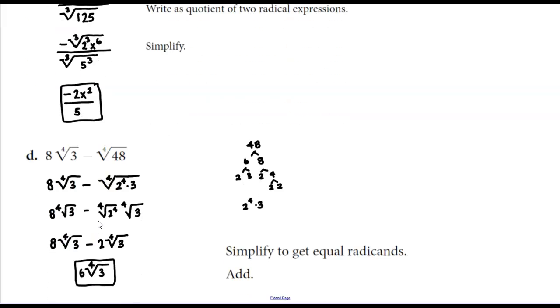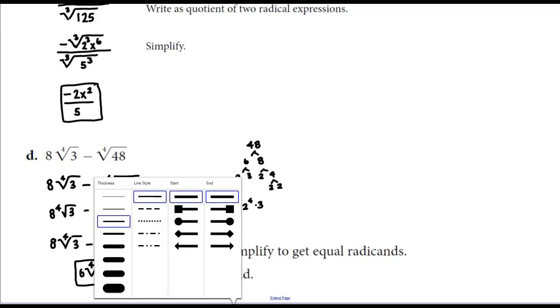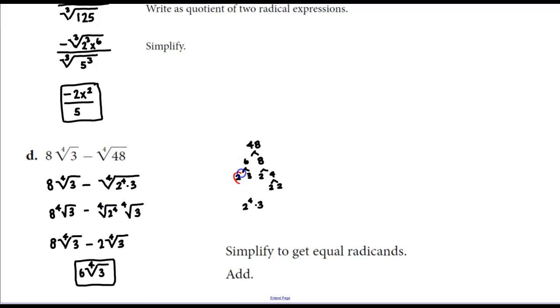Let's look at part D. We have 8 times the fourth root of 3 minus the fourth root of 48. Now we know that 3 can't be broken down any further, but 48 can be written in prime form. It's 6 times 8, which is 2 times 3 and 2 times 4, and then we end up getting 2, 2, and 2. So we have 2, 3, 2, 2, and 2, and we get 2 to the fourth power times 3.